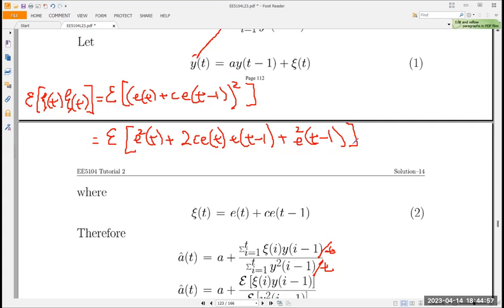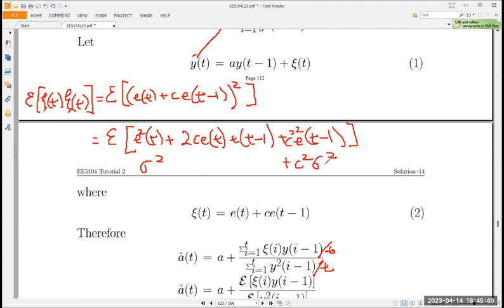Now it's given in the question that the variance of the error signal is sigma square. So the expectation of this would then be sigma square here. And this one is also sigma square, sorry, there's a C square here, so plus C square sigma square.